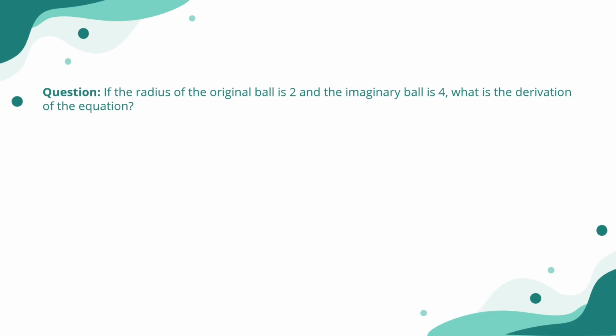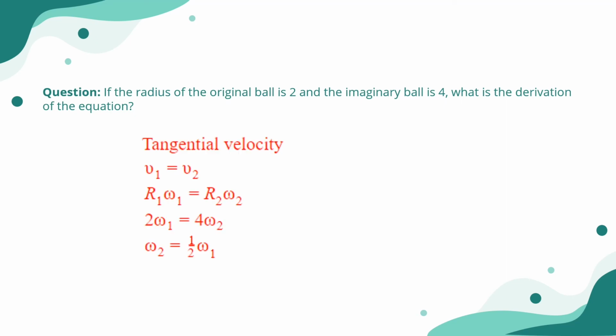Next, if the radius of the original ball is 2 and the imaginary ball is 4, what is the derivation of the equation? With the tangential velocity, it changed from 2 to 4, so v1 is equal to v2, and then we change it to r1 times omega 1 equal to r2 times omega 2, and r1 is 2 and r2 is 4. So we put in the numbers, then we get omega 2 is equal to 1 over 2 times omega 1.